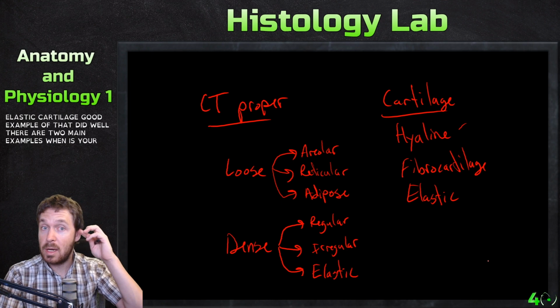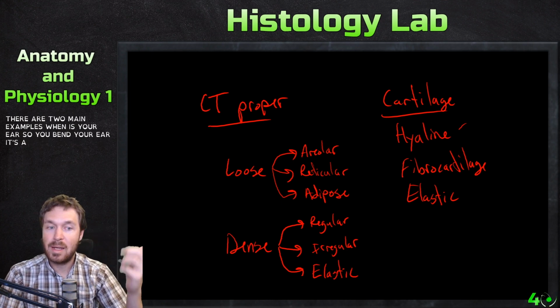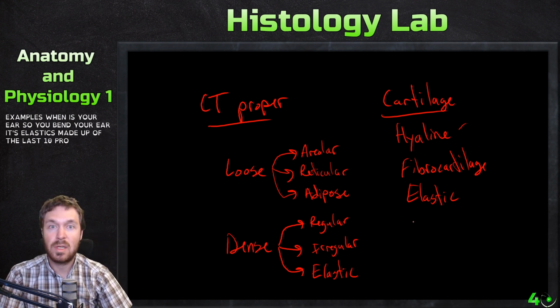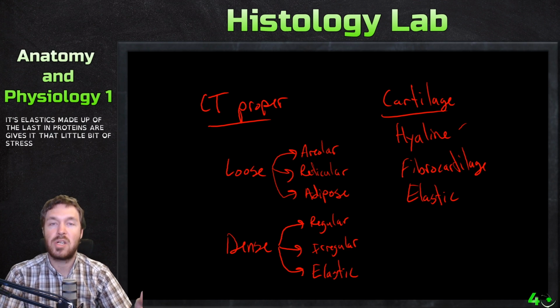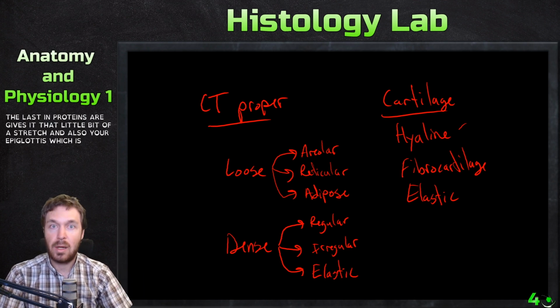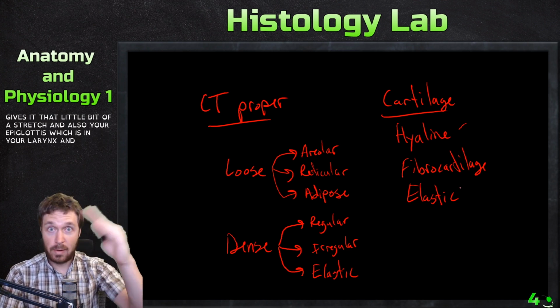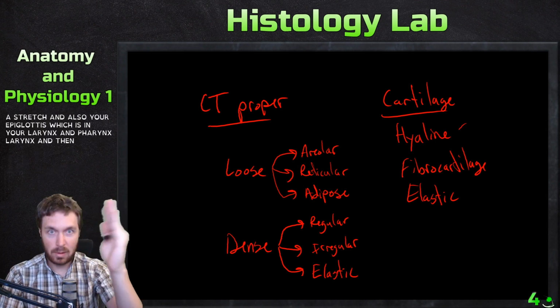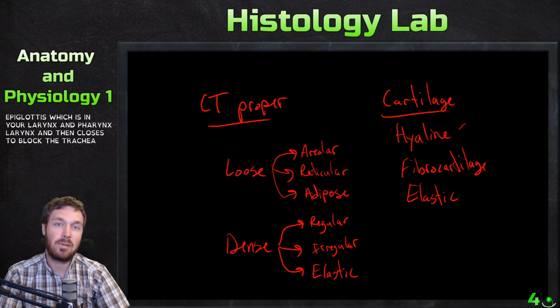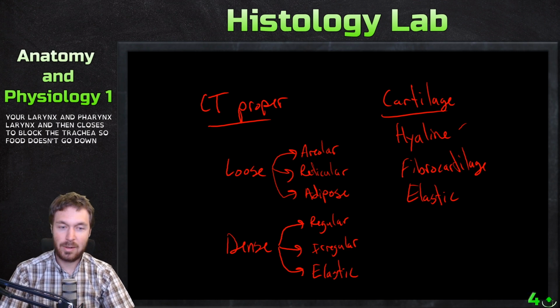One is your ear. So you bend your ear, it's elastic. It's made up of elastin protein, so it gives it that little bit of stretch. And also your epiglottis, which is in your larynx and closes to block the trachea so food doesn't go down into your lungs.